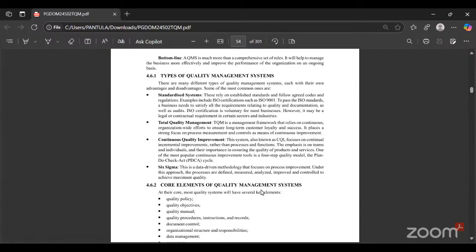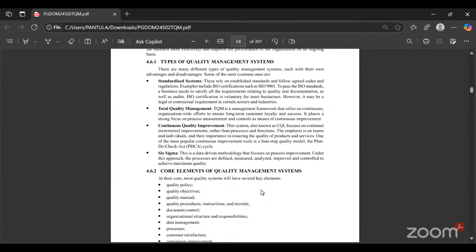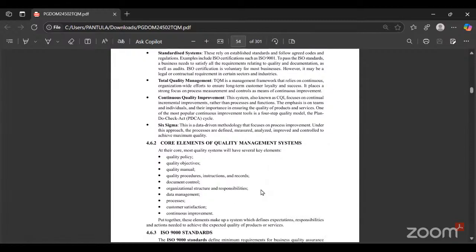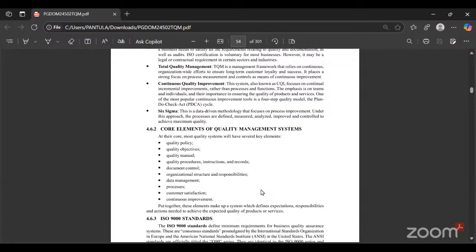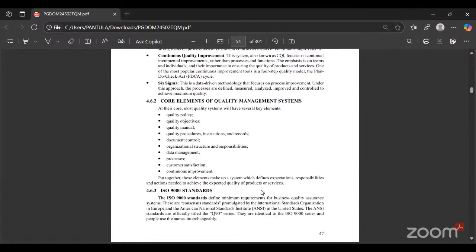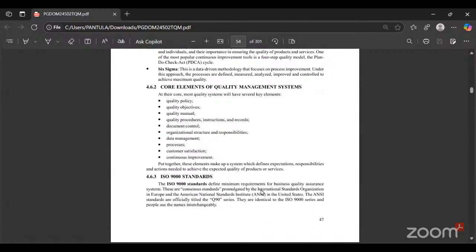Types of quality management system. There are standardized system, quality management, continuous quality improvement, Six Sigma. And the core elements of the quality management system: quality policy, quality objective, quality manual, quality procedure, work instruction, record, document control, organizational structure and responsibility, data management, process, customer satisfaction, continuous improvement.